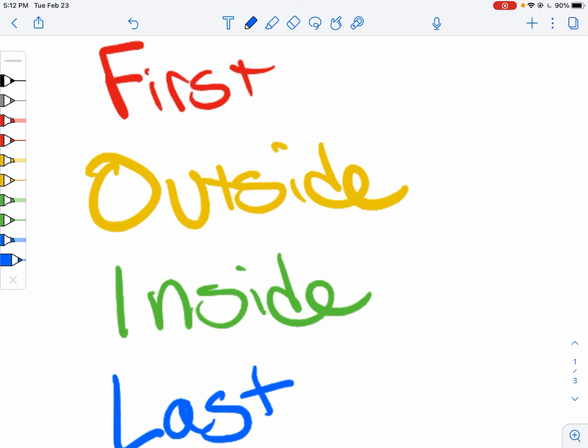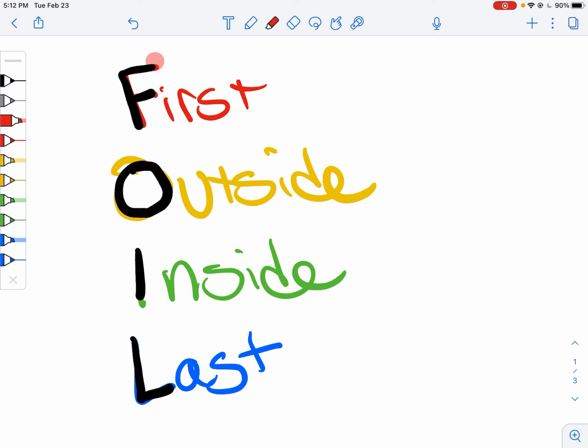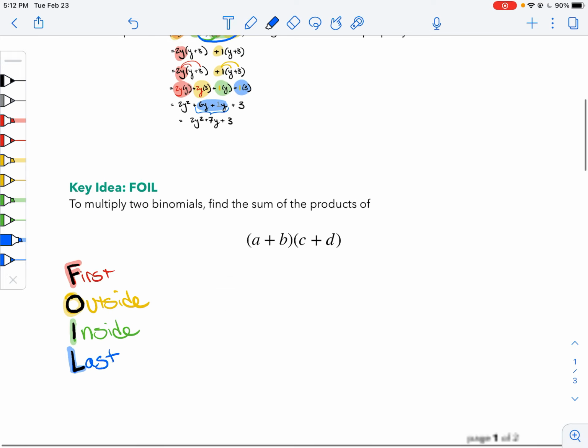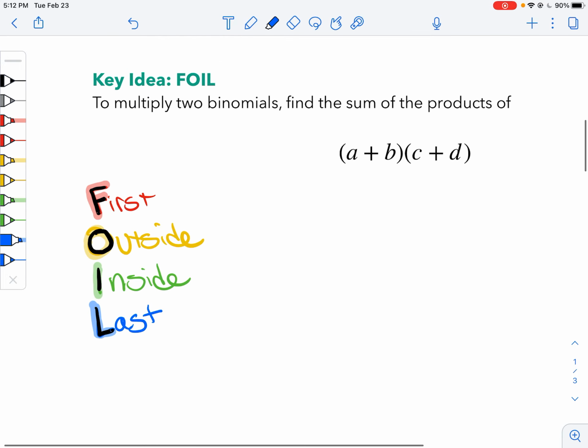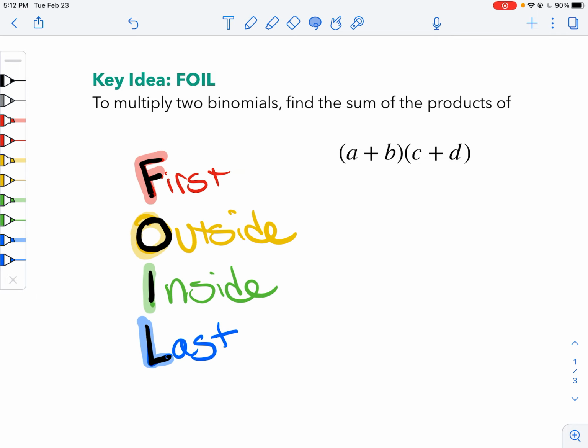And this pattern gives us a nice shortcut called the FOIL method. FOIL helps us remember, okay, multiply first times the outside times the inside times the last. You got to FOIL it out. Whenever you have two binomials multiplied times each other, you're going to use the FOIL method.